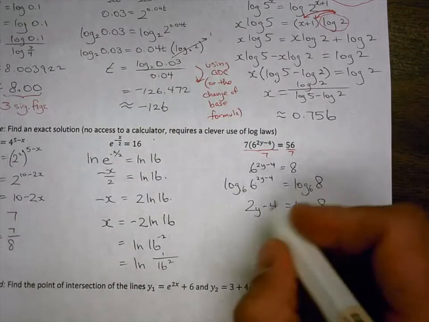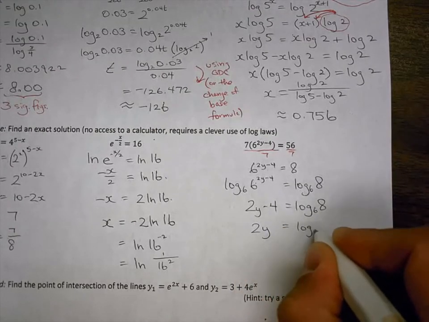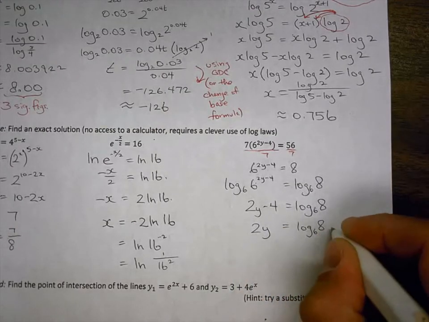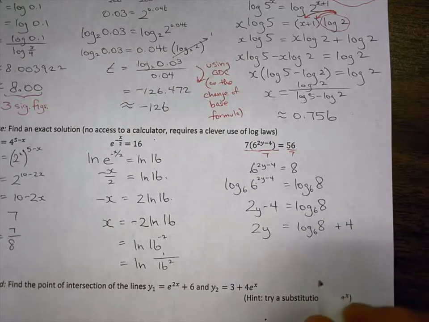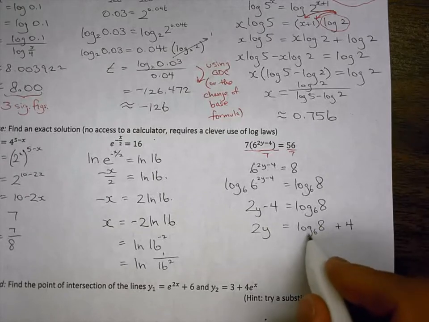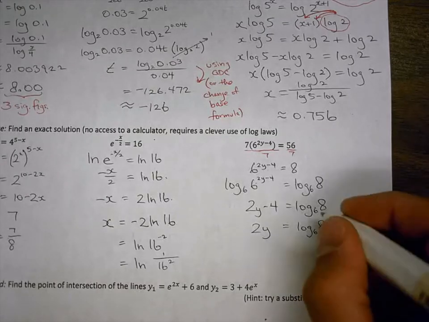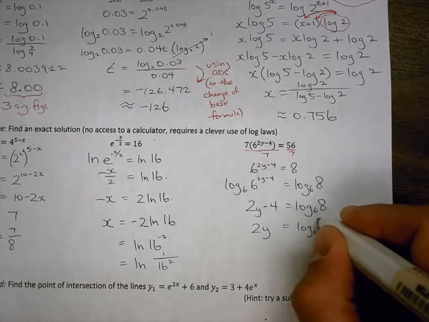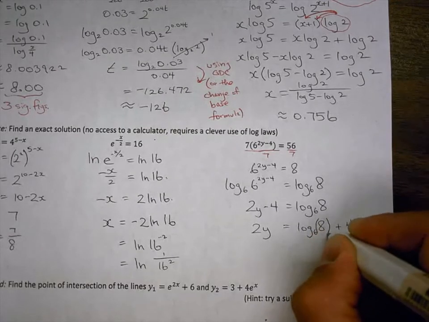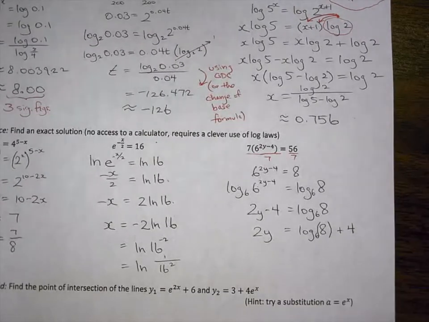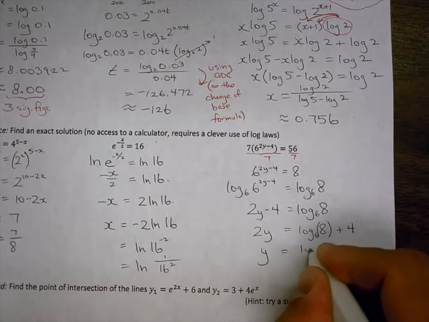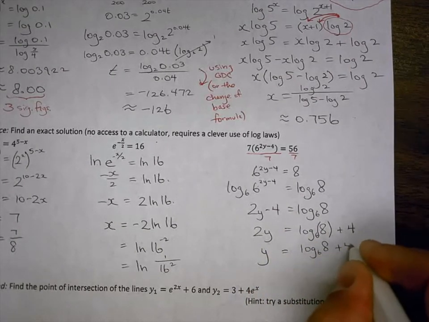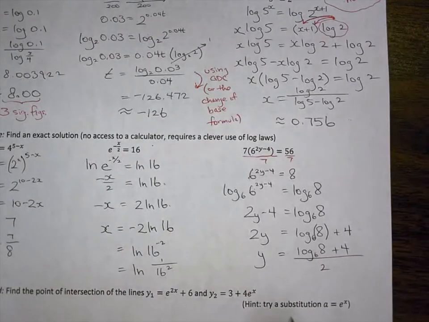Now I can try to get this by itself. 2y equals log 8 base 6 plus 4. So I brought the 4 to the other side. Notice that even though I didn't show any brackets here, this plus 4 is technically outside of this argument. If the bracket was out here, it would be in, but technically if it's not shown, the bracket is just around the first number. Finally, I divide the whole thing by 2. And there's my final answer. That's an exact solution. I can't go any further without a calculator.